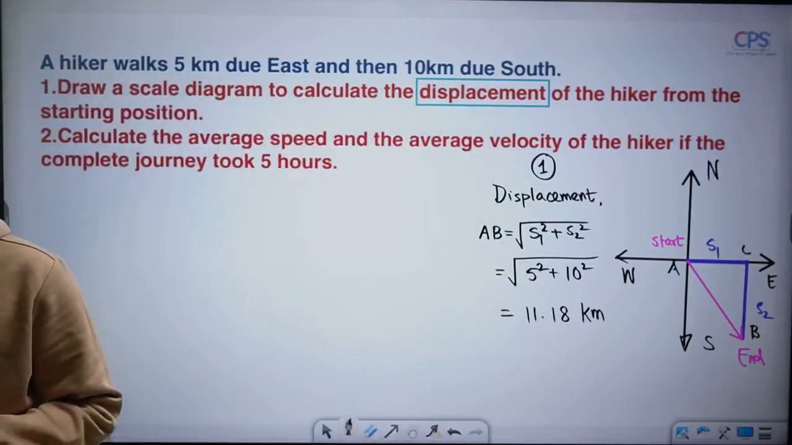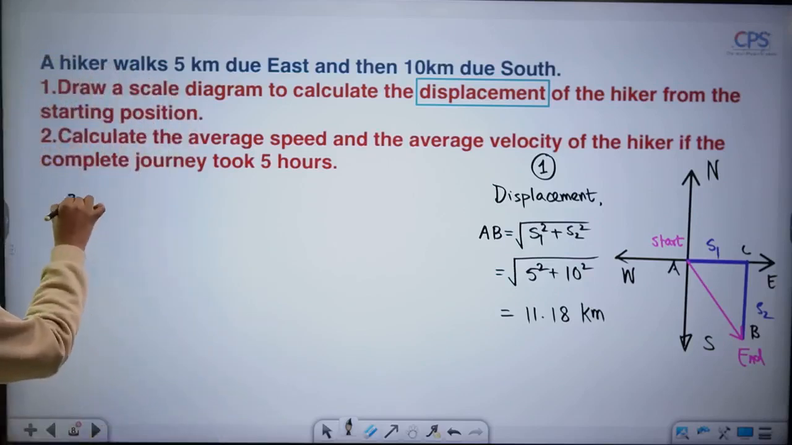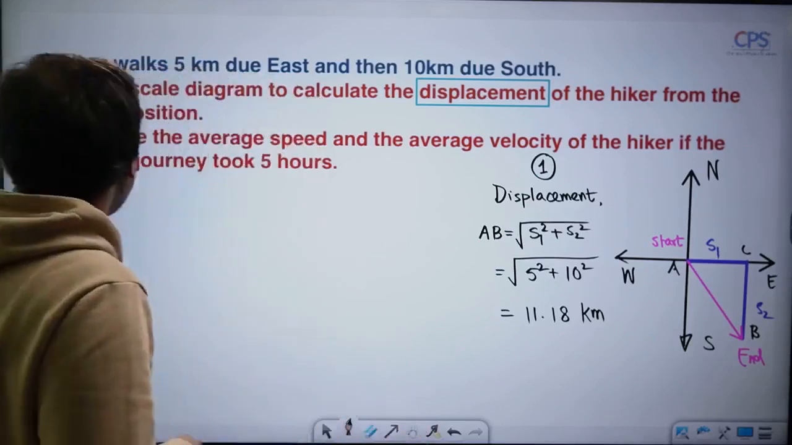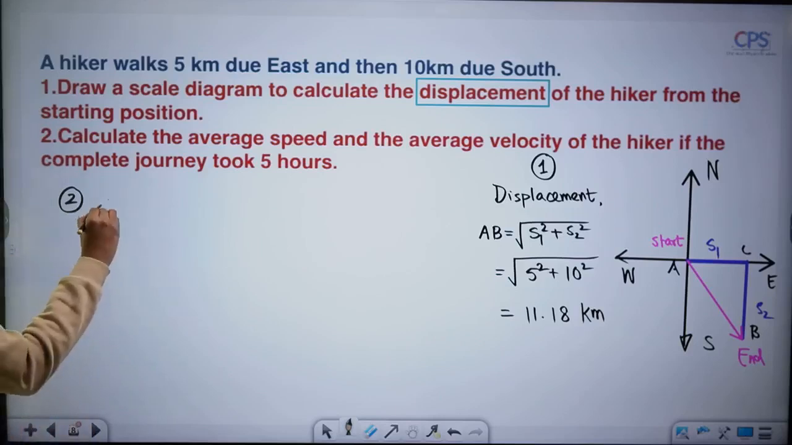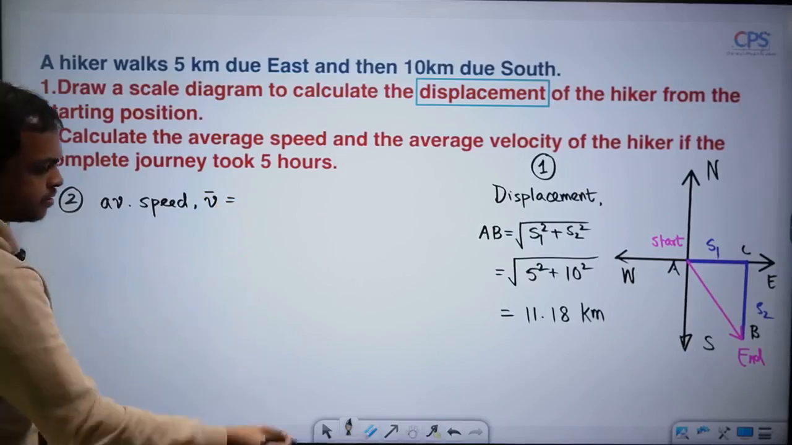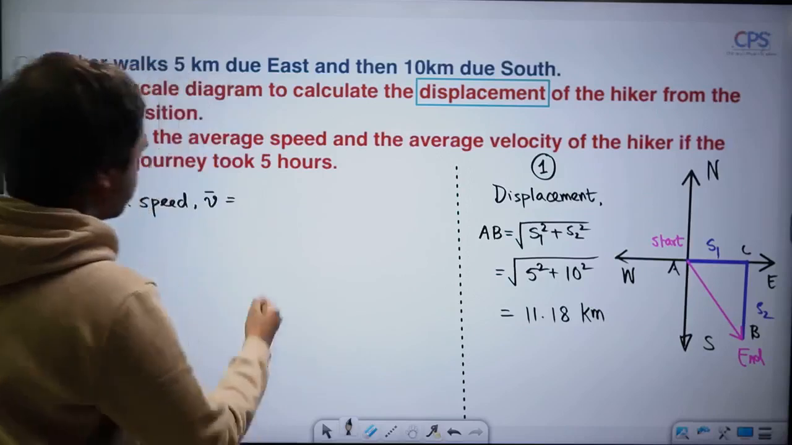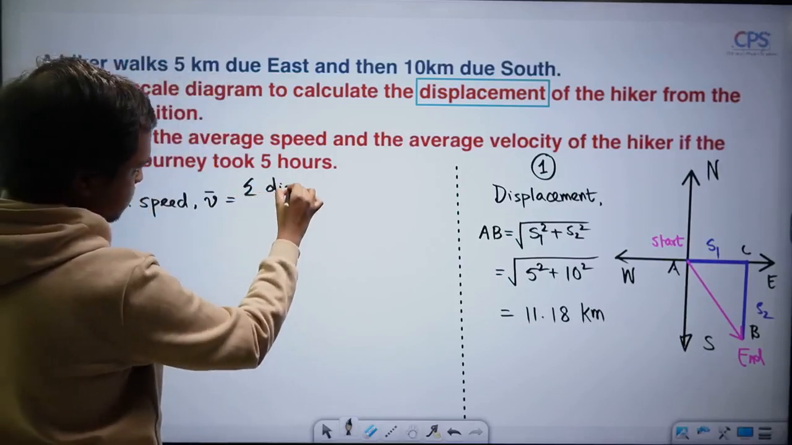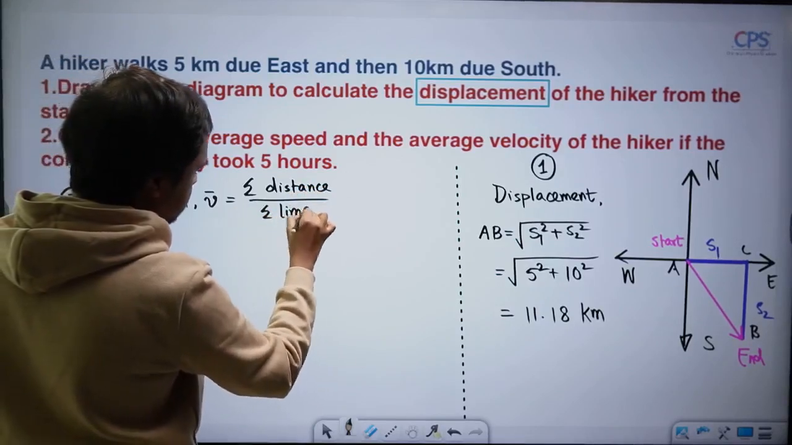That's it, nothing else. Now question number 2: calculate the average speed and the average velocity of the hiker if the complete journey took 5 hours. So you know it right now. The average speed v is, let's just partition our board here. The summation of distance. Speed has distance on top and summation of time under it.